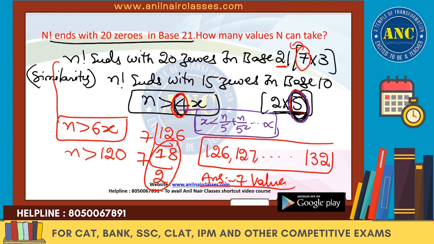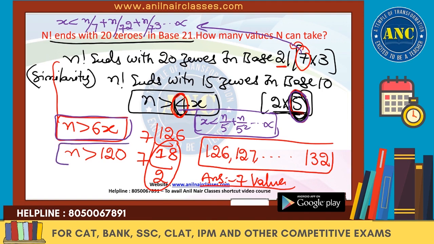X is less than n by 5. Here in base system 21, it is 7. 7 means what will be the equation? X is less than n by 7, n by 7 square, n by 7 cube, and so on up to infinite. If I solve that equation, I will get n is greater than 6x. 6 into 20 is 120. N is greater than 120.